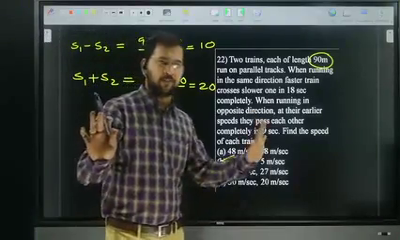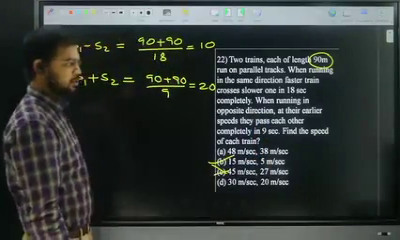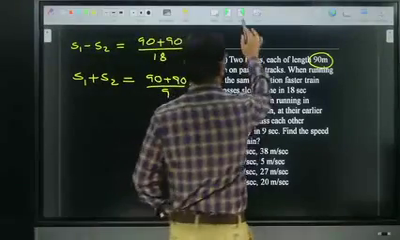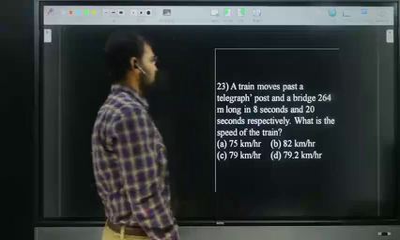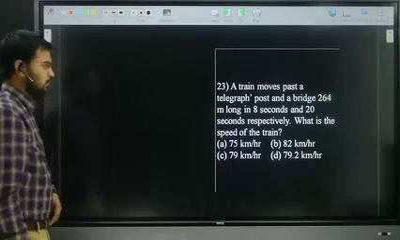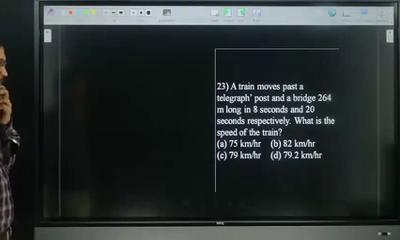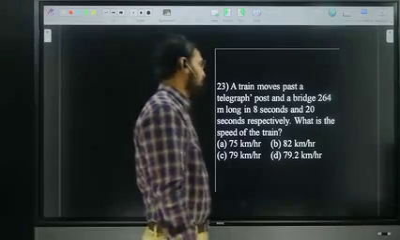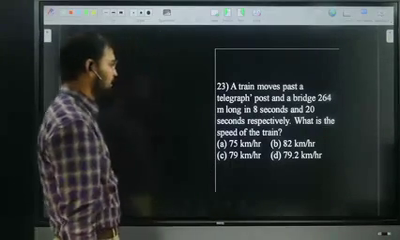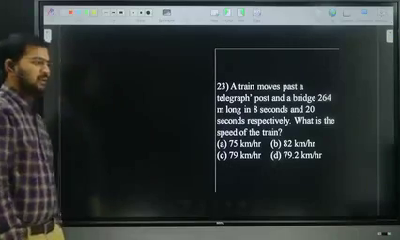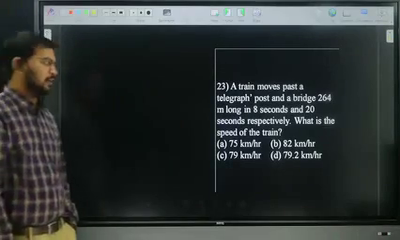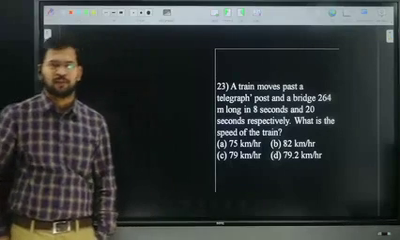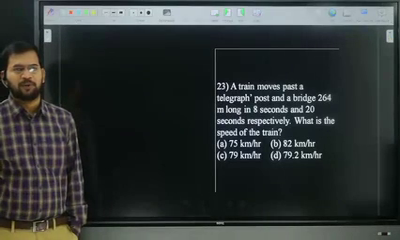Are all of you okay? Shall I move to the next question? Just read the question. A train moves past a telegraph post and a bridge 264 meters long in 8 seconds and 20 seconds respectively. What is the speed of the train? Just read the question first, all of you.